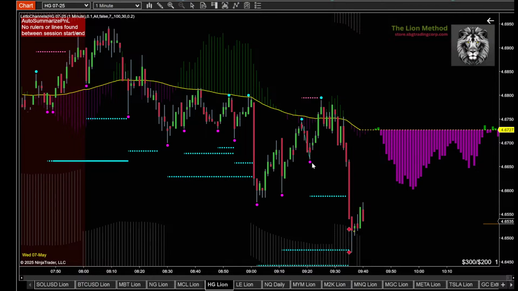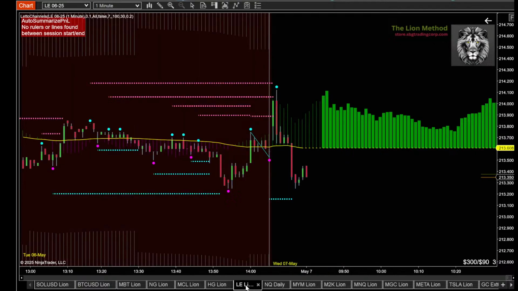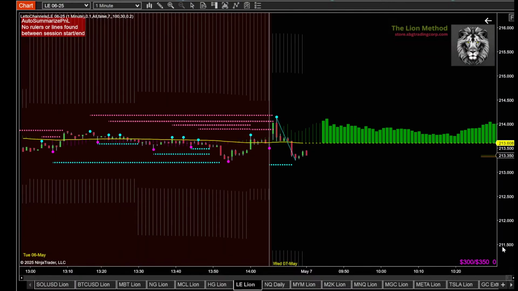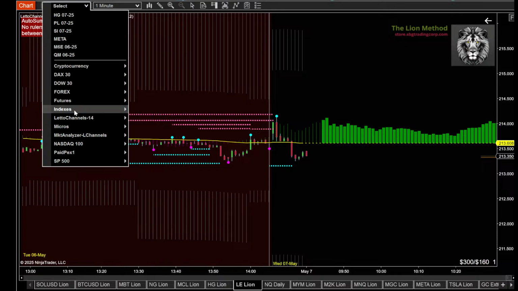Could have been a valid trend trade. Resumption after the break of the 100. That would have worked. LE isn't doing much at all. So let's poke around.